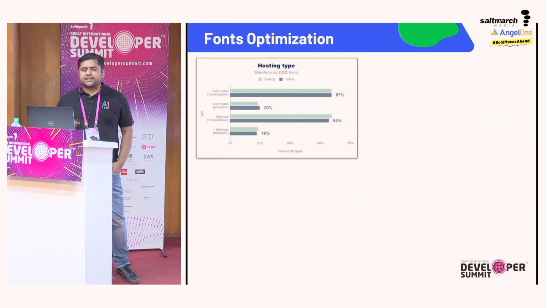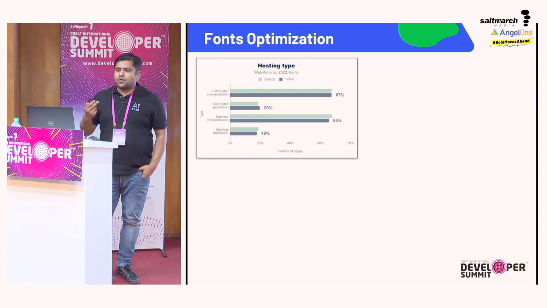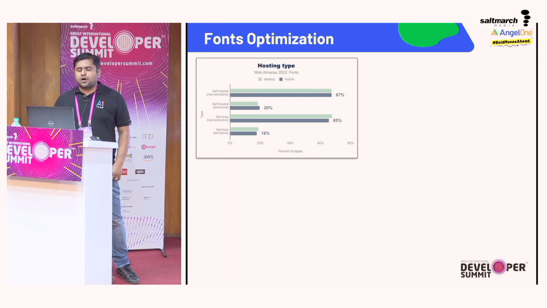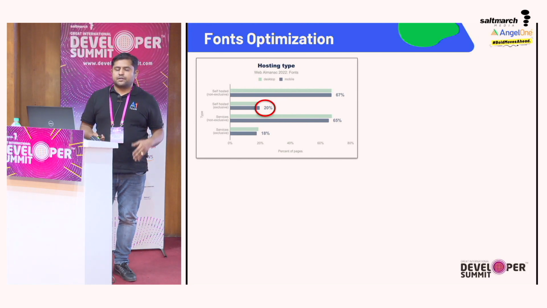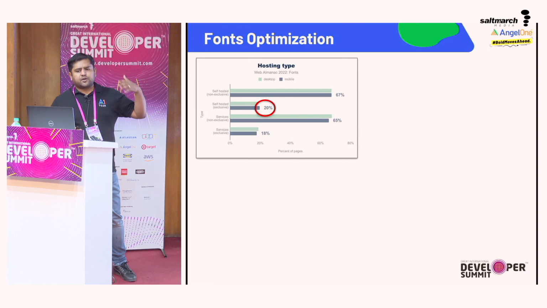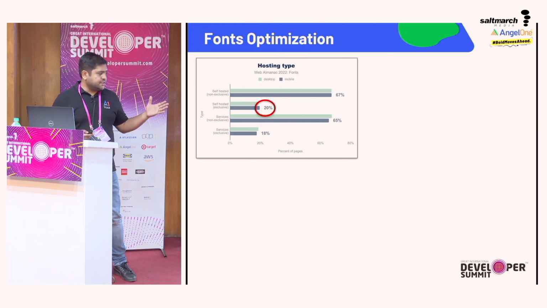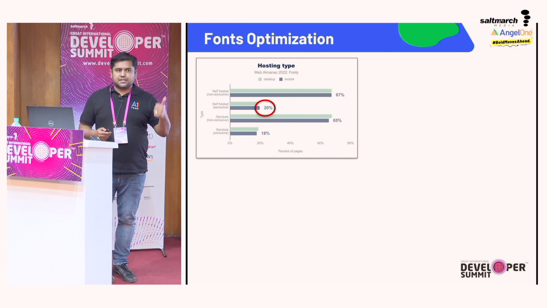Then there is font optimization. There are two ways mainly through which you can access the font in your page. One is relying on third-party services like Google Fonts or Font Awesome, or it can be by self-hosting those fonts. Now, only 20% of the pages are currently self-hosting fonts. The rest are either depending on a combination of self-hosting plus a third party, or they are entirely relying on third-party services.